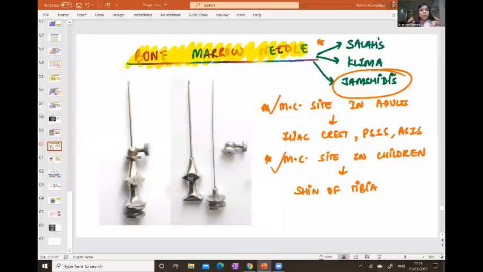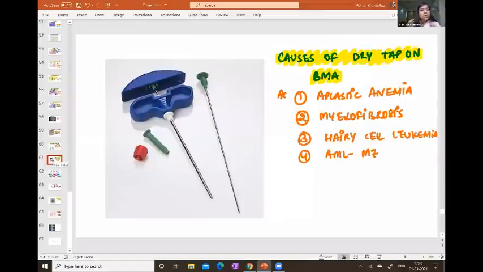Now, sometimes what happens is that when you do an aspirate, nothing comes out. My needle is completely dry. That condition is called a dry tap. That is called a completely dry tap. The needle is dry. In which conditions do you see a dry tap? It's a very, very popular question.